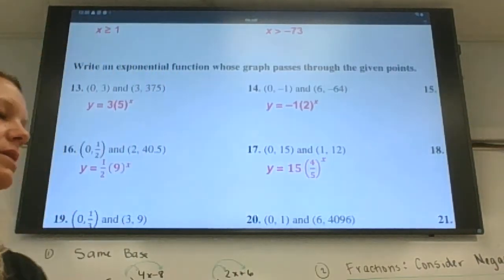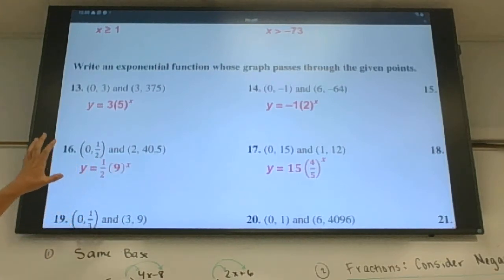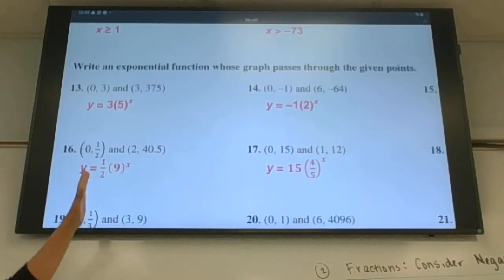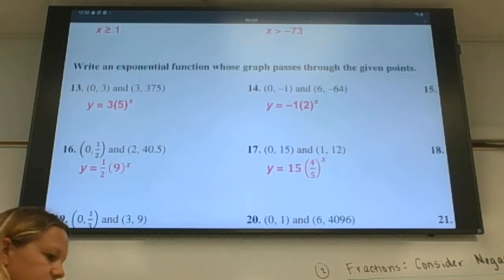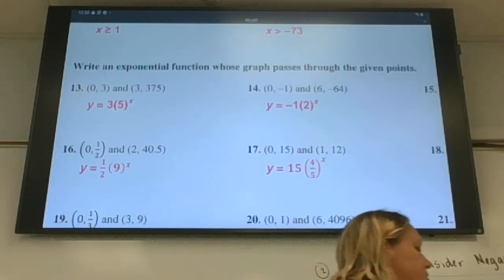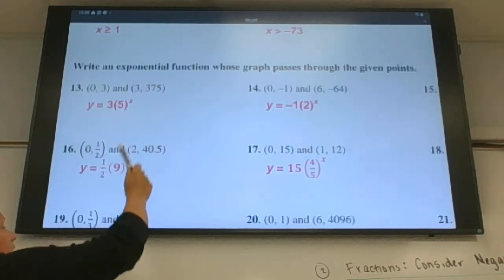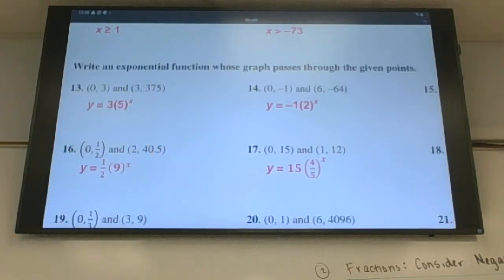Alright, so today I'm going to teach you this part, writing an equation. Notice these answers are equations. So, writing an equation given 2 points. And we're going to do some word problems. I decided to start with this instead. All we have is 2 points, (0, 3) and (3, 375), and we're told to write an exponential function.